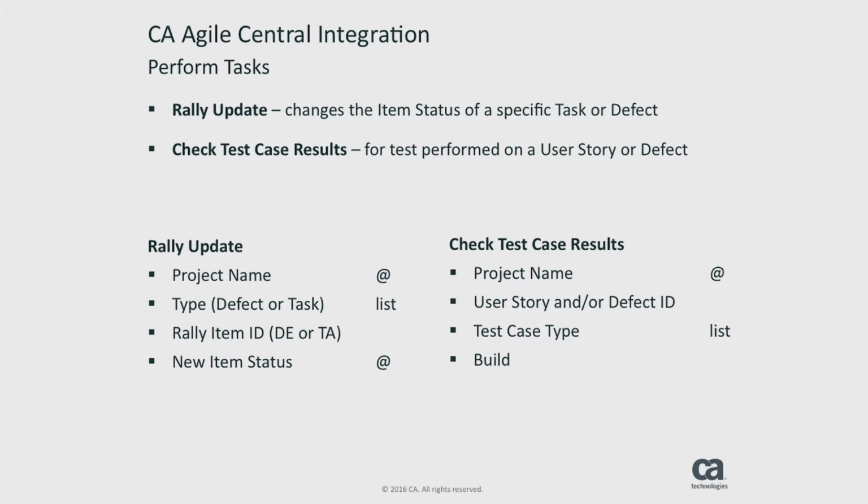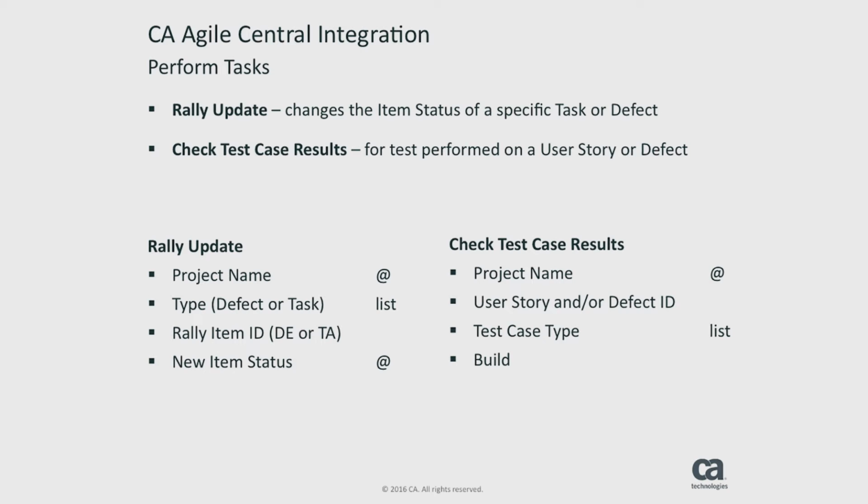Now, when you're setting up these two tasks, for the Riley update, you can use the ampersand to query the project name, pull down whether you're going to do a defect or a task, but you will need to put in the actual number. And the Riley numbers start with a DE, and it'd be 1, 2, 3, or TA for a task, and the number after that. And then, of course, what do you want the new item status to be? And again, you can use the ampersand to pull up the list.